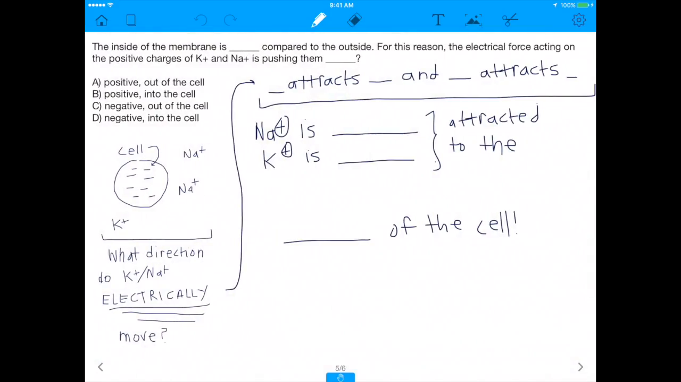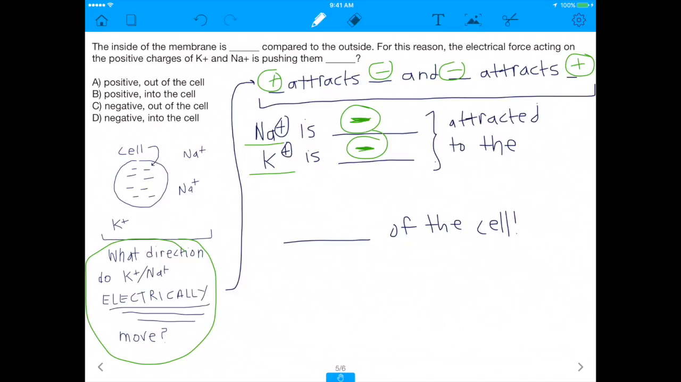If I told you that, first of all, potassium is positive and sodium is positive, and I told you how do they move electrically, which is detailed right here at the bottom. What you would actually say is the hallmark of electricity is that positive attracts negative and that negative attracts positive. Okay, that is electricity. And in this case, sodium is a positive ion, so it's attracted to negative things. Potassium is a positive ion, so it's attracted to negative things. So both sodium and potassium electrically are attracted to the inside of the cell.